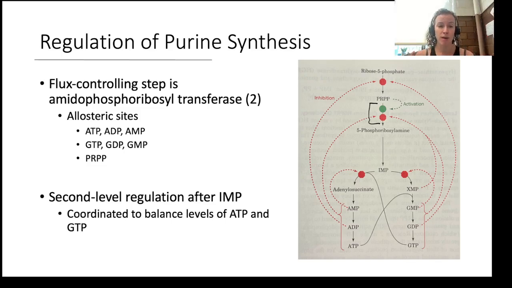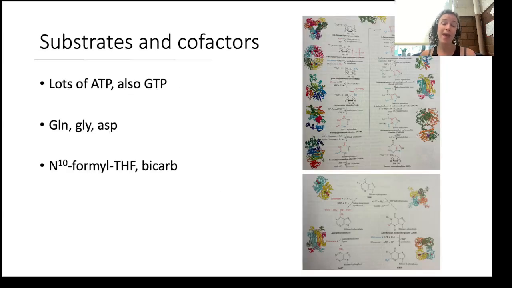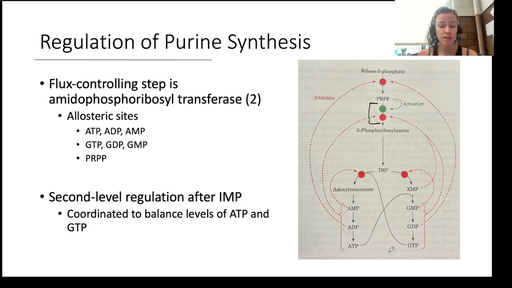Since the pathway is producing both, if I go back one slide, here we go, AMP and GMP, you can see that here at the bottom, the final products. You can see why it might make sense that these molecules are inhibitors.